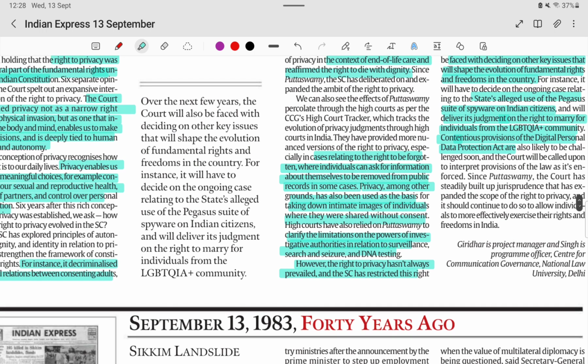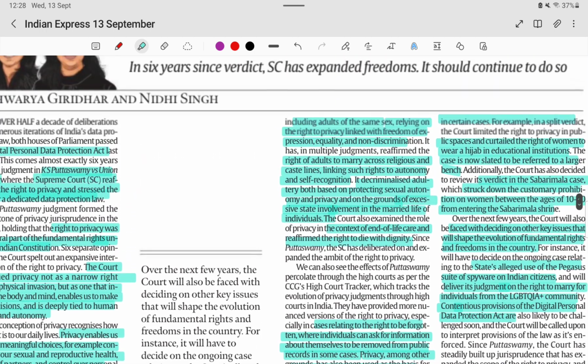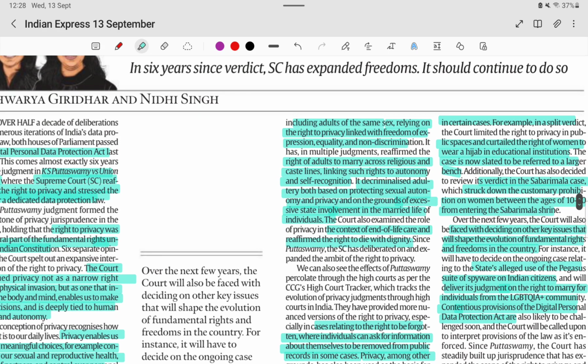However, the right to privacy has not always prevailed in the Supreme Court. So we are now going to talk about the judgments against the right to privacy, like the Sabarimala cases. In the Sabarimala cases, women are allowed into the Sabarimala temple. That is against the right to privacy of the temple culture. And also the hijab issue: in educational institutions, women should not be allowed with the hijab. The High Court gave a judgment like this.